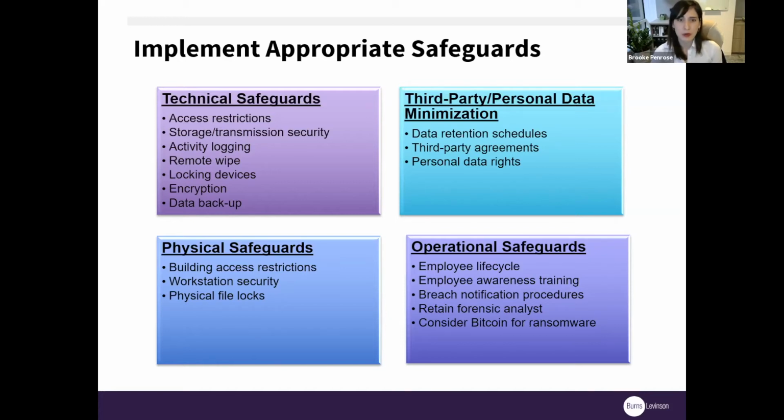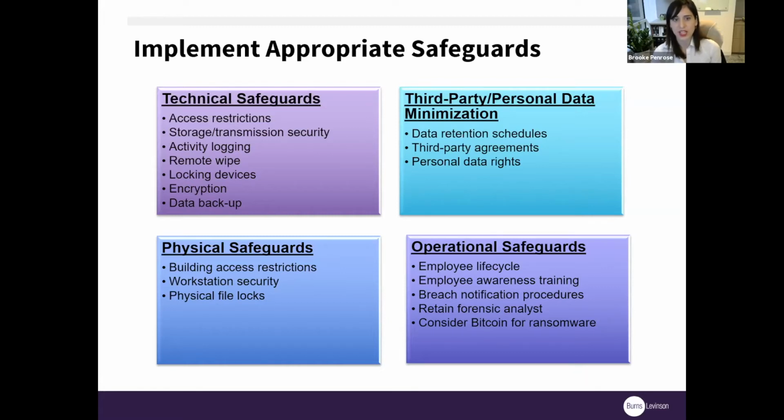Also think about physical safeguards. This may not seem as relevant now that many of us are in a remote work scenario, but many organizations still have physical files with, whether it's personal information, such as employee information, formulas, trade secrets, whatever. So watch for building access restrictions, be aware of your workstation security requirements, and particularly with any physical files that contain sensitive information, ensure that they're kept in a secured and locked area.